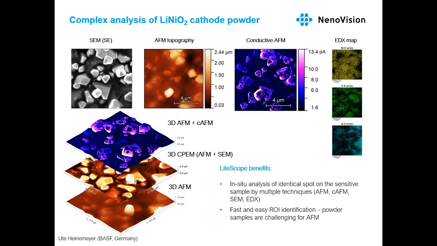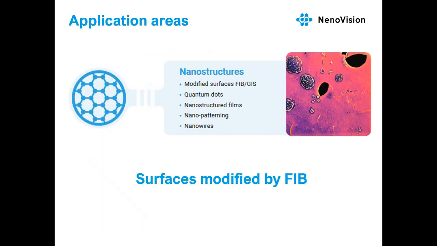So you can be sure that you are able to analyze the same identical spot by SEM, AFM, and for example, EDX, and also the fast and nice localization of region of interest, because you might be interested to analyze a specific particle, specific area. The second area I will talk about is nanostructures.